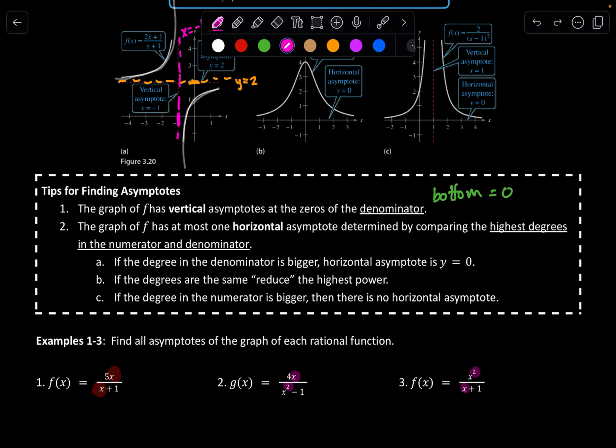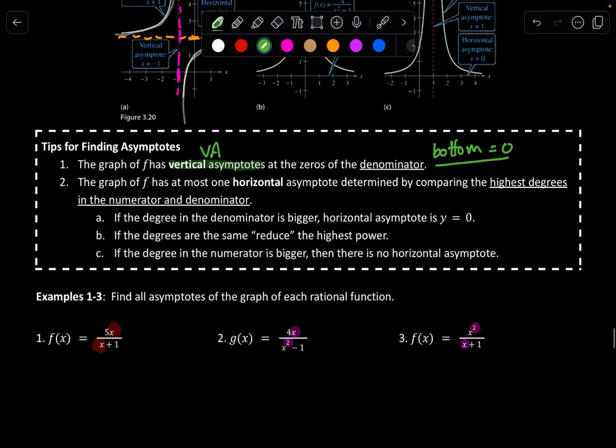First, we're going to look at vertical asymptotes. I'll often shorthand that as VA. And this is when, as you see here, you put the bottom equal to 0. So any number that makes the denominator 0 would cause a vertical asymptote.